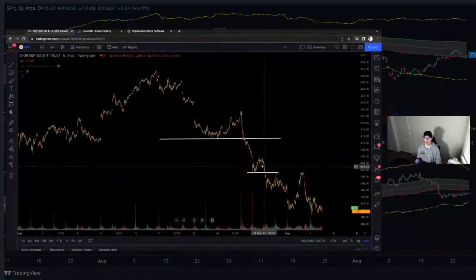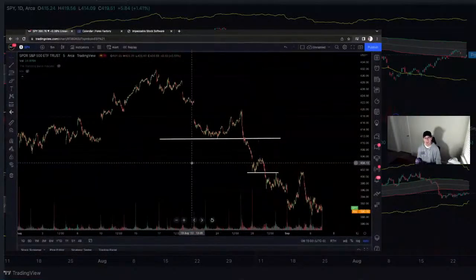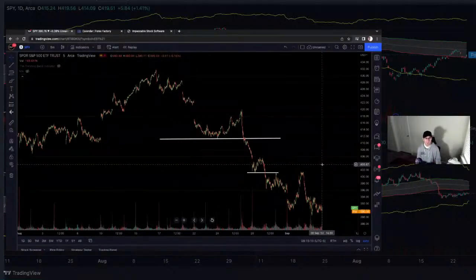So those are some options, as well as inverse ETFs, which obviously go up in value as the market goes down. It's inversely related. So those are a couple options there.